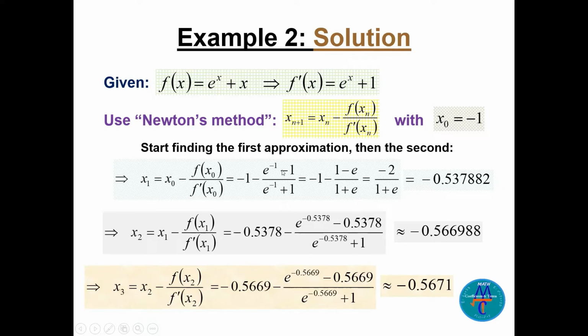So be careful. E to the minus 1 is 1 over e. You have to simplify all this fraction. You get 1 minus e over 1 plus e. Add the fractions again. Minus 2 over 1 plus e, which is approximately minus 0.537. This is approximately here, like this one. Then you repeat the process for x sub 2, then you repeat the process for x sub 3.